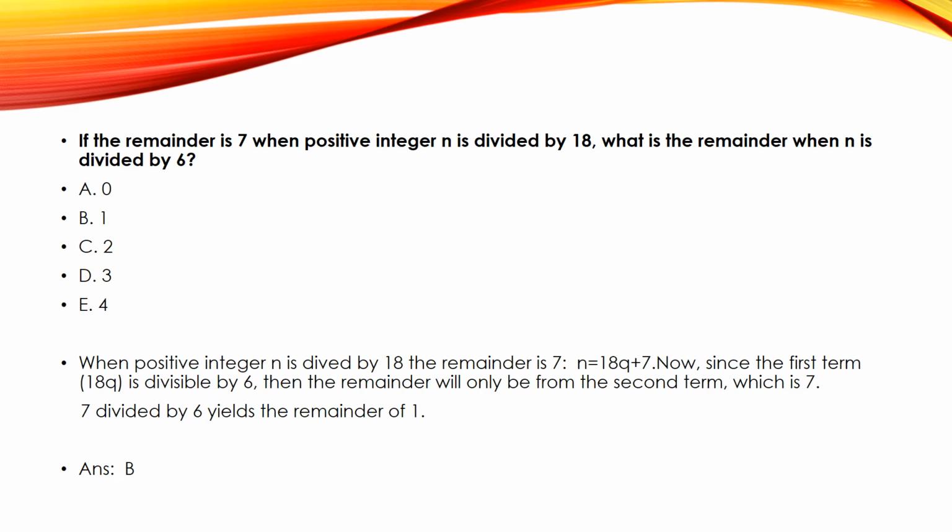Let us consider an example. If the remainder is 7 when positive integer n is divided by 18, what is the remainder when n is divided by 6? When positive integer n is divided by 18, the remainder is 7. n is equal to 18q plus 7. Now, since the first term 18q is divisible by 6, the remainder will only come from the second term, which is 7. 7 divided by 6 yields the remainder of 1. So the answer is B.